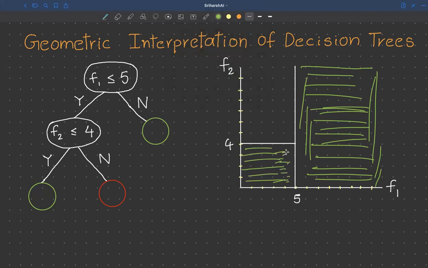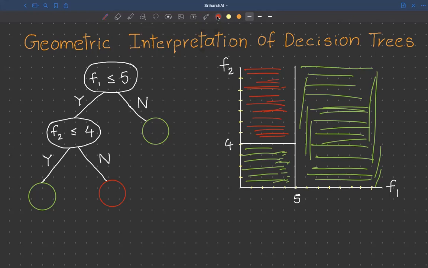Okay. And let's say if feature F1 is less than or equal to 5, we come to the left hand side of this line. And if feature F2 is greater than 4, we go above this line, that is this specific space where every sample is negative. So I'll just represent this with red color lines. So this is the negative space. So this is how we geometrically interpret our decision trees.